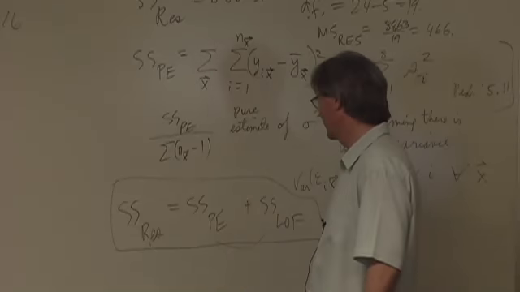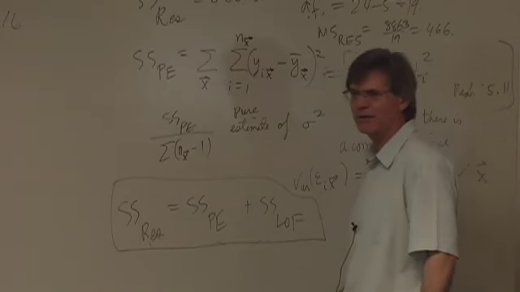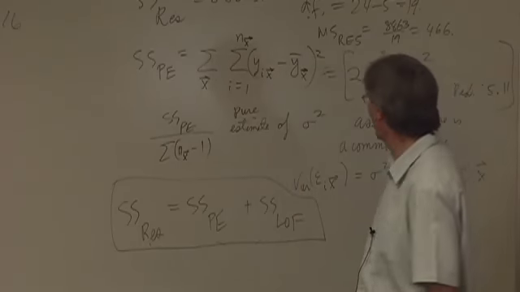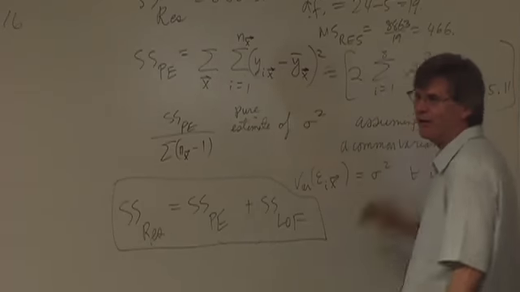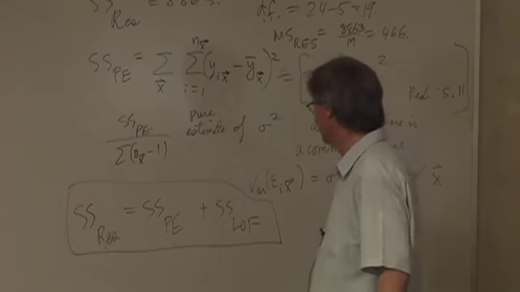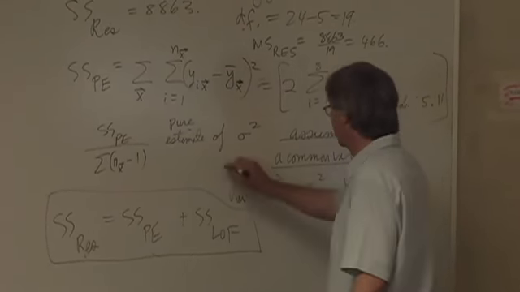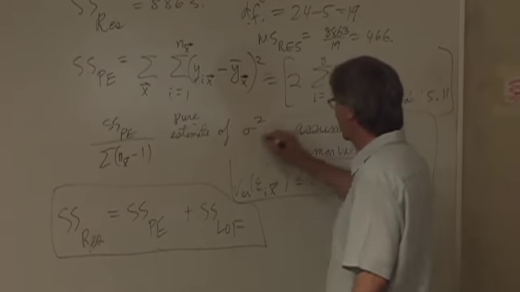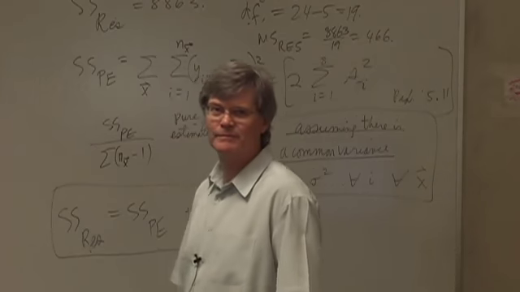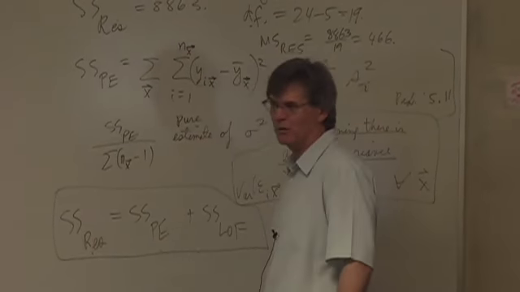So therefore, obviously our model is not adequate. This multiple linear regression model is not adequate. Either that, or the assumption about there being a common variance is not true. But in order to do the lack of fit, we have to assume that there is a common variance. That's the theory. Otherwise, this doesn't work out as independent pieces and so on and so forth.